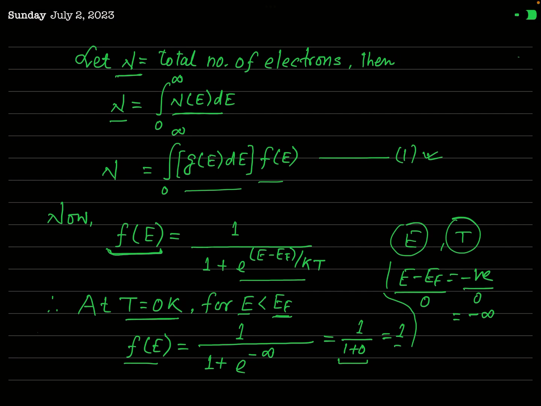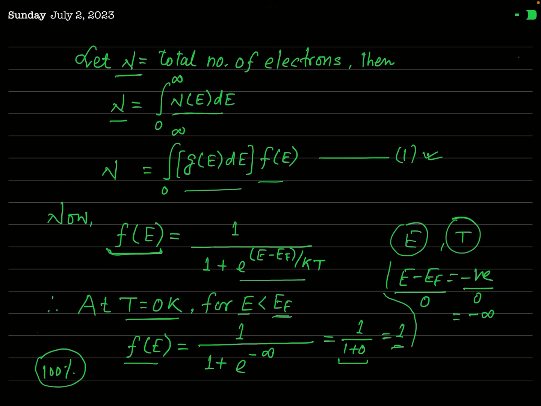It means at 0 Kelvin temperature, if the energy of an electron is less than EF, what is the probability of this event? The answer is 1. When you say probability is 1, it means the probability of finding an electron in an energy level below the Fermi level is 100%. In other words, at 0 Kelvin temperature, all the energy levels below the Fermi energy level will be completely occupied by electrons. They are actually completely occupied energy states.